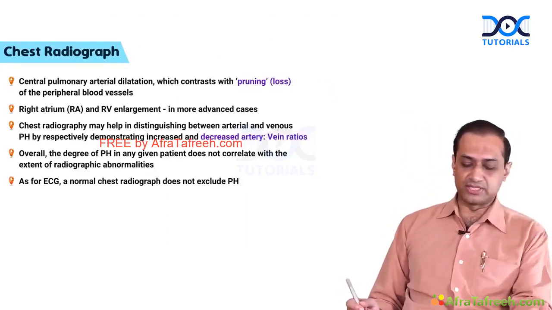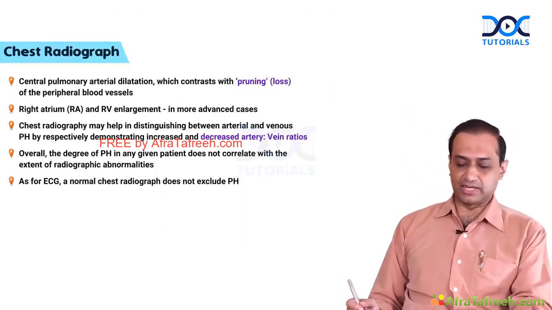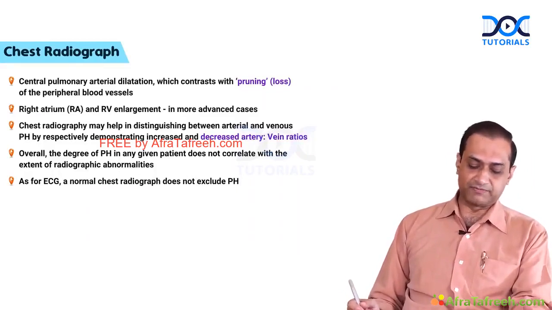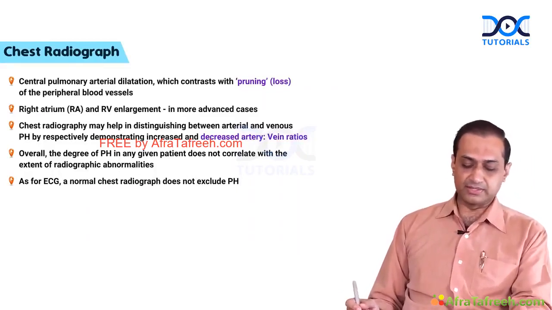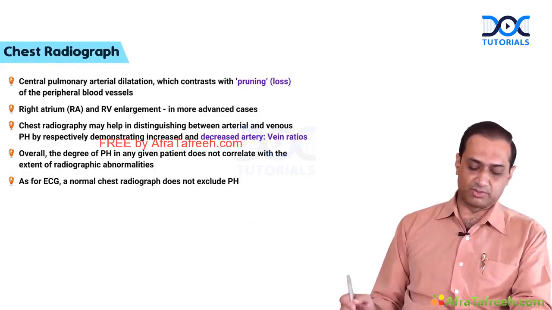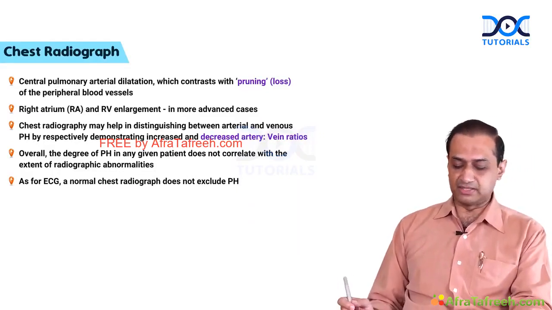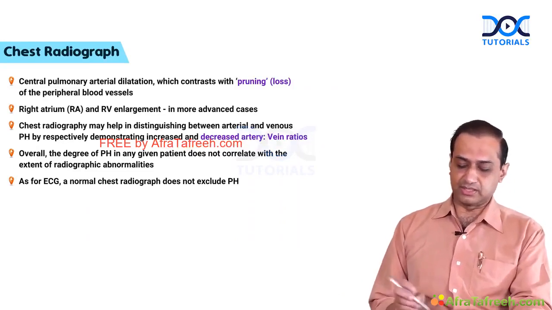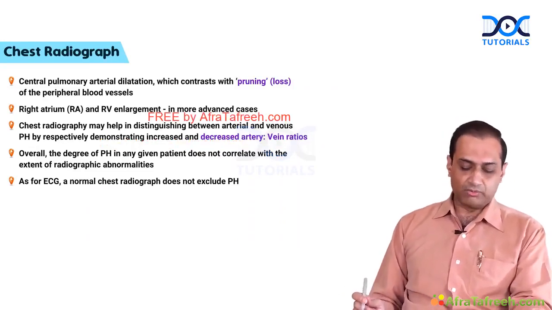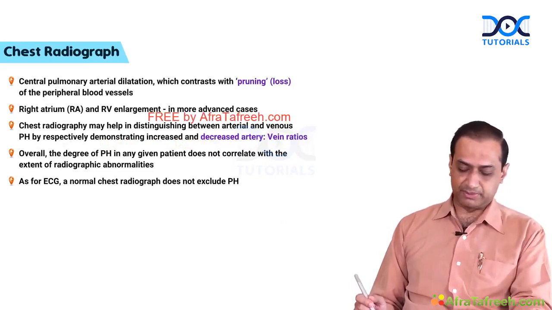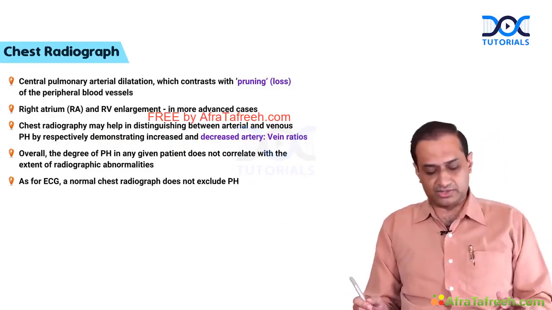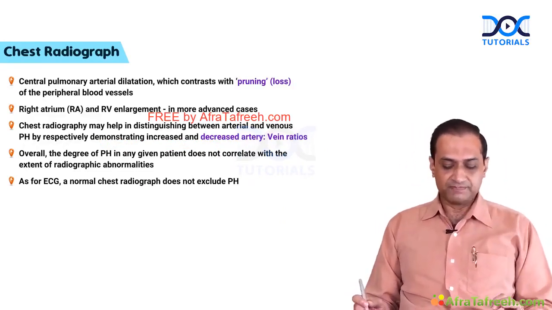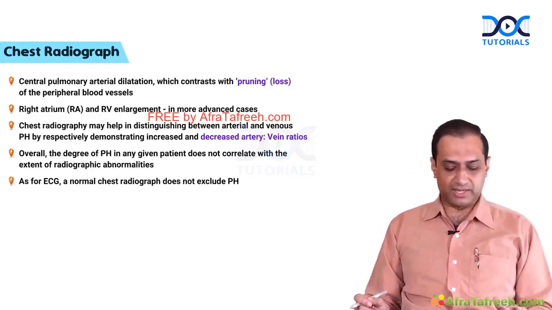Chest X-ray may show central arterial dilatation with loss of peripheral vessels, what is called peripheral pruning of peripheral vessels. Right atrium and right ventricle are enlarged in more advanced cases. Chest X-ray may help in distinguishing arterial from venous PH by respectively demonstrating increased and decreased arterial to vein ratio. Overall, the degree of PH in any given patient does not correlate with the extent of radiologic abnormalities. As for ECG, a normal chest X-ray does not exclude PAH.